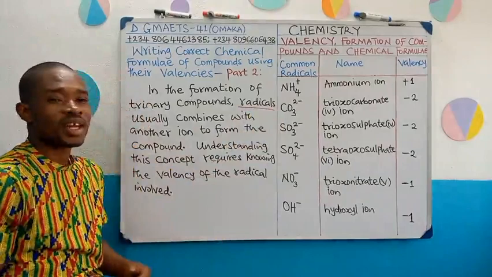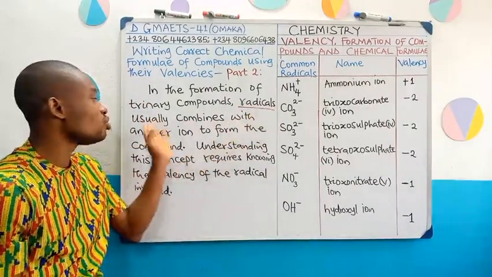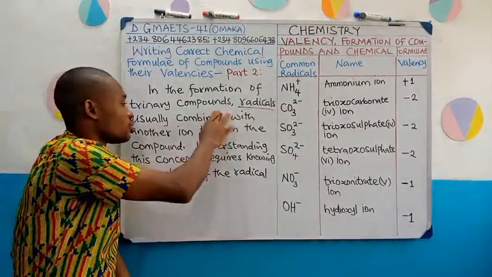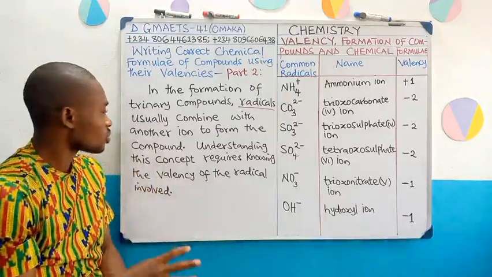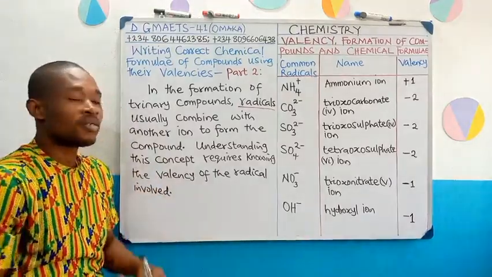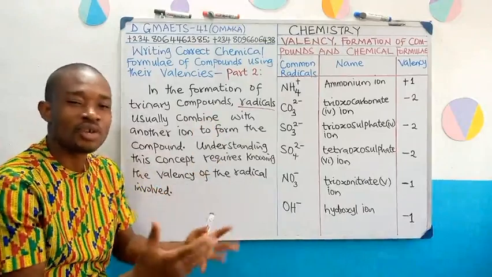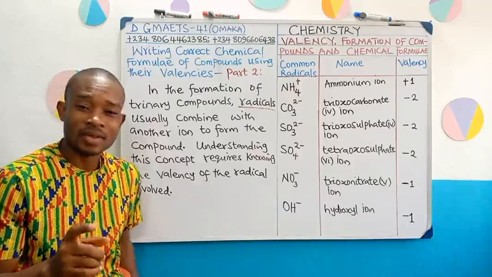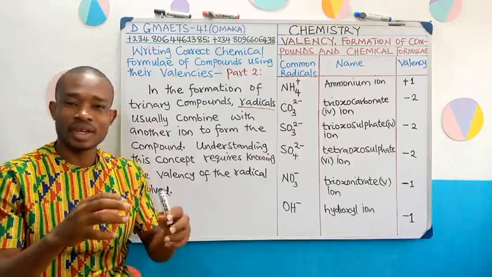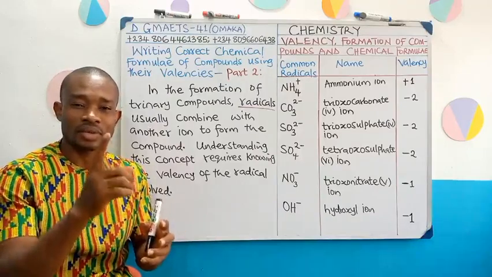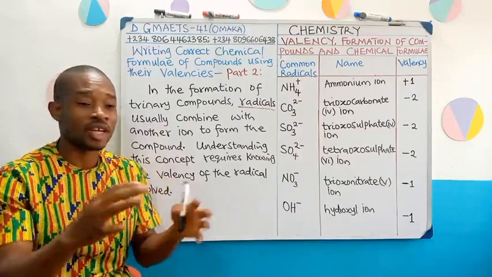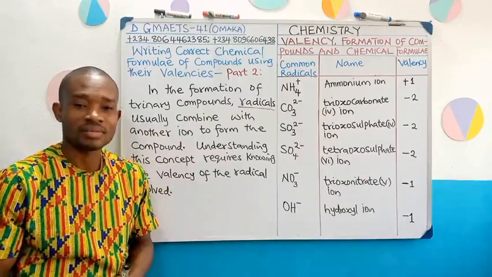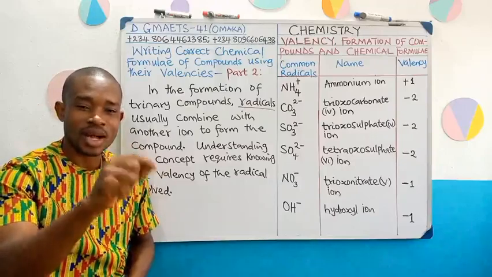So I'll say that in the formation of trinary compounds, radicals usually combine with other ions. So this should be usually combine, not combines. Alright, so radicals usually combine with other ions so that this trinary compound will be formed. Now, you know from our previous class, we explained that a radical is simply a group of atoms that forms what? A single unit. Usually you have 2 atoms of different elements, they come together, form a group, and then that group would give you just a single unit.